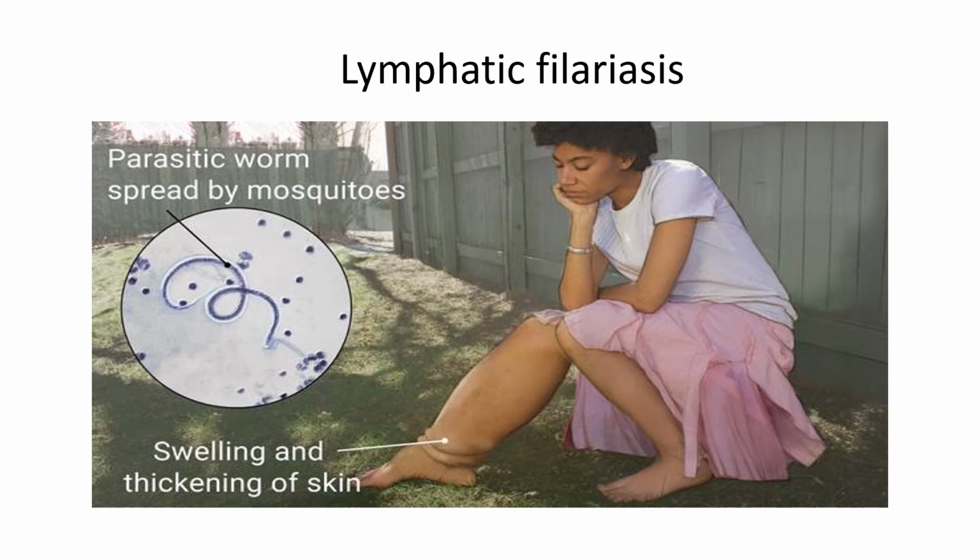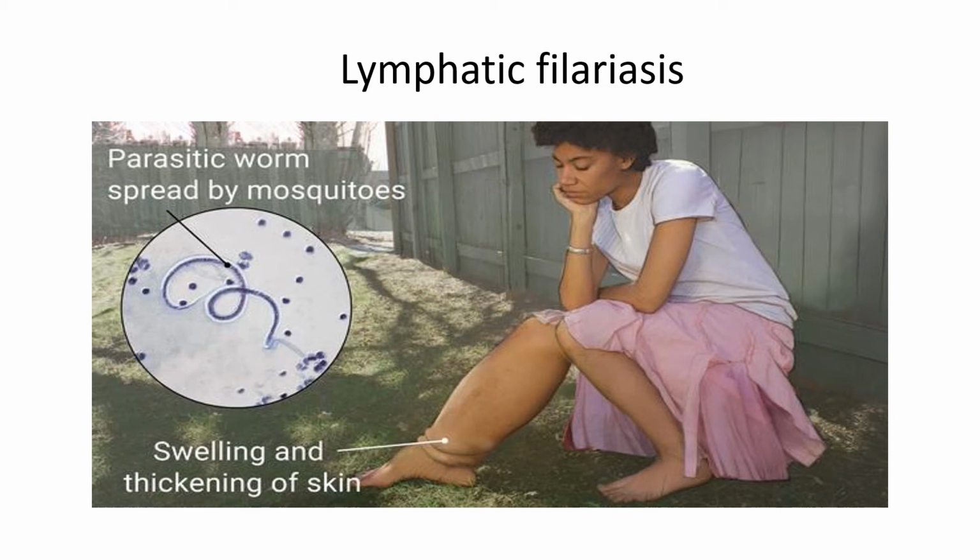And this is caused by a parasitic worm which is spread by mosquitoes. And this parasitic worm can grow up to 10 inches, and it can pass into the initial lymphatics and larger collecting lymphatics. And unfortunately, the greatest damage is done after the worm dies, and this can affect the patient 5 to 10 years down the road after the initial infection.